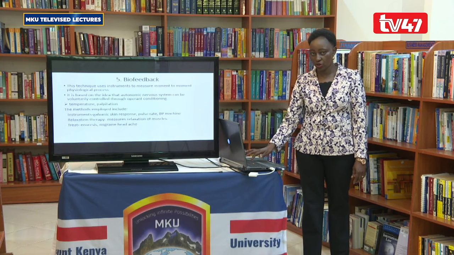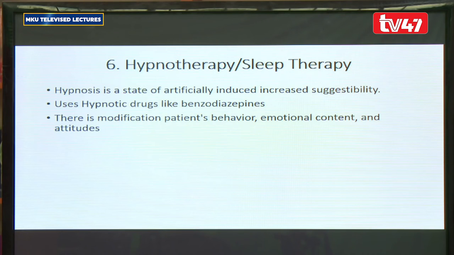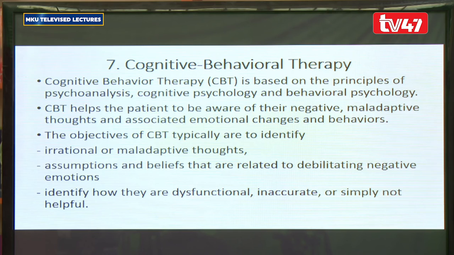through relaxation. The sixth method of therapy is hypnotherapy, which we use drugs like hypnotics, like benzodiazepines. Diazepam is an example. I'm sure you know the other examples. You can refer to pharmacology notes. And in that case, the patient becomes hypnotized to a state of trance. And in that case, they are able to verbalize their issues, and the therapist can interpret their behavior.